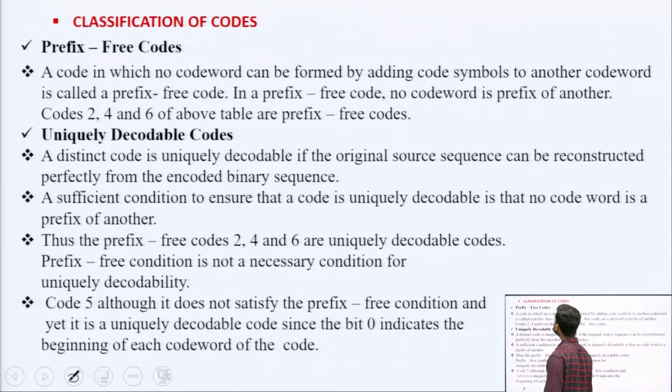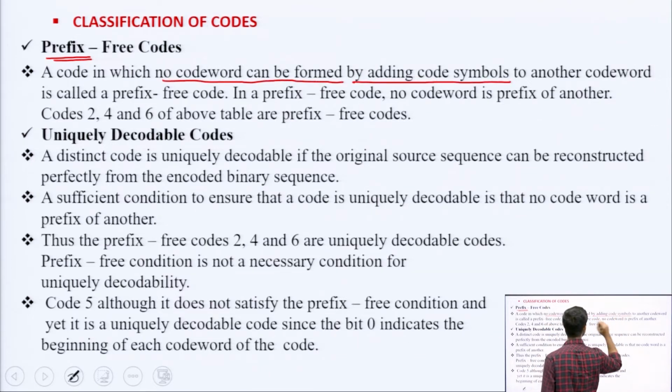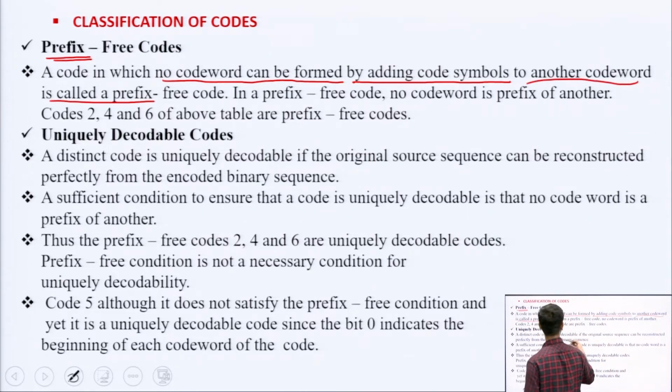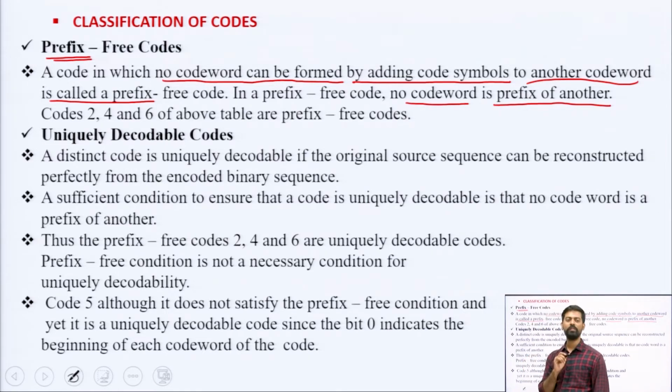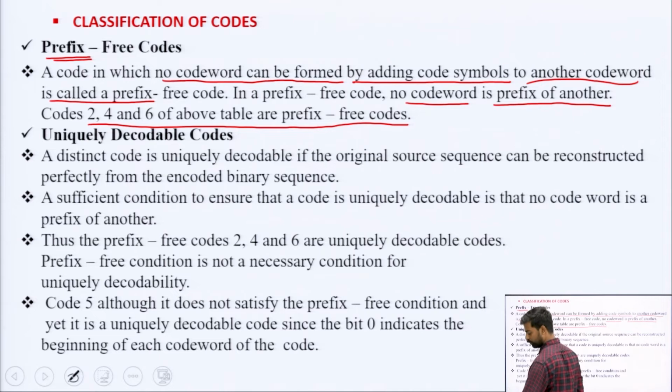Next one is your prefix free codes. This means that prefix is not available. A code in which no code word can be formed by adding code symbols to another code word is called a prefix free code. So in prefix free codes, no code word is a prefix of another, that is the main point. So codes 2, 4 and 6 of the above table are prefix free codes.